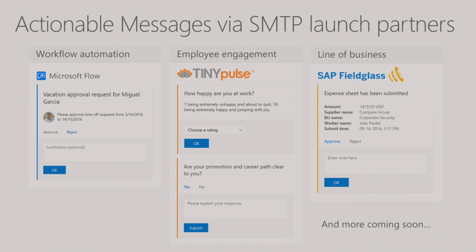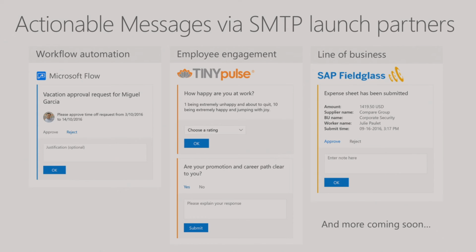TinyPulse is a company that provides tools to measure organizational health and employee engagement. The way they do that is they send tiny surveys or tiny pulses to employees, and employees can respond back with what they feel about the question posed to them.